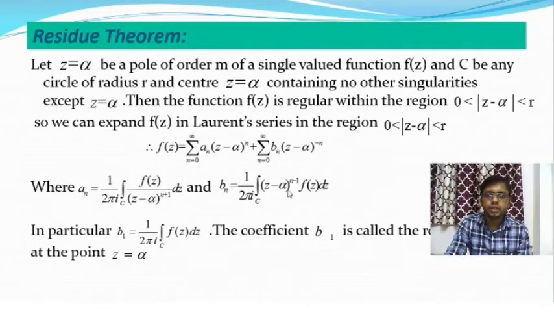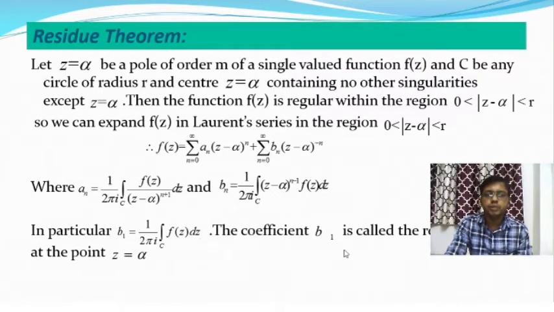So at the point z = α, n = 1, so (z − α) to the power 1 − 1 will be 1, or this value gives 1. Therefore b1 is equal to 1 by 2πi closed integration over C of f(z) dz.